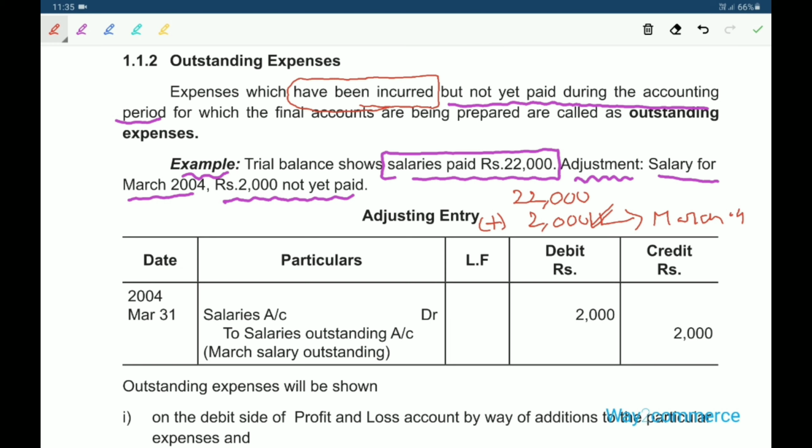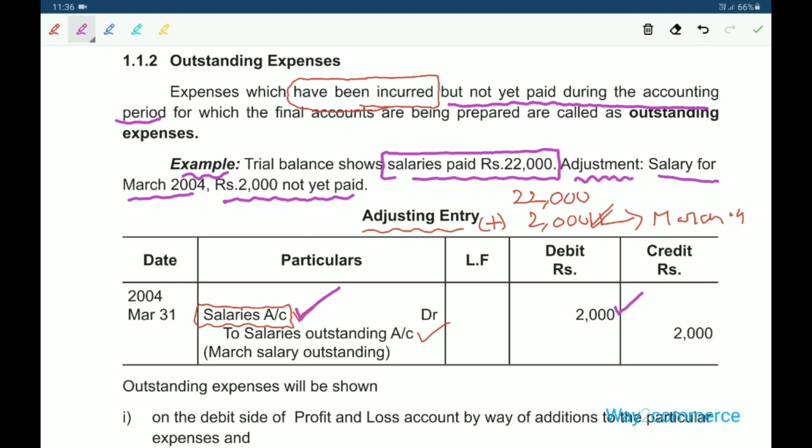So understand the adjusting entry. Salaries account debit to salaries outstanding account. So it is also an expenditure for this year. What is the nominal account rule? Expenses and losses should be debited. So that's why the salaries account is debited. How much amount? 2,000 rupees.